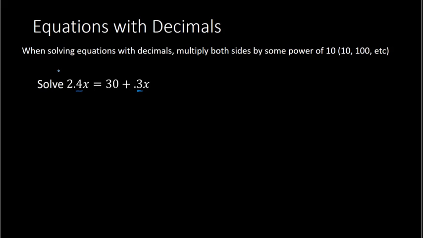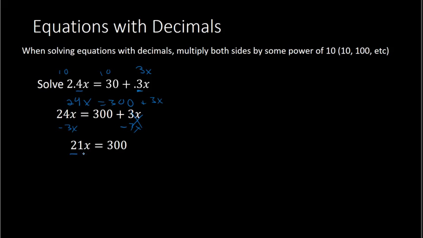So 2.4 multiplied by 10 would give me 24, so we have 24x. 30 times 10 is 300. And 0.3 times 10 is going to be 3, so I have 3x right there. Notice when I multiply by 10, now all the decimals are gone. So this is my new expression, which I can solve by subtracting 3x to bring it over to the left side. That gives me 21x equals 300. And then I can divide both sides by 21. Now I have x equals 300 over 21, which would equal 14.26.